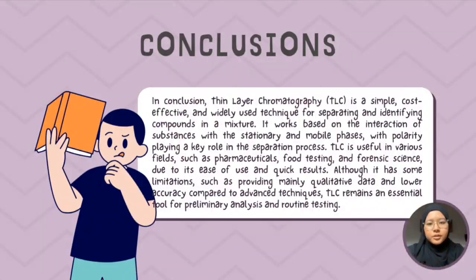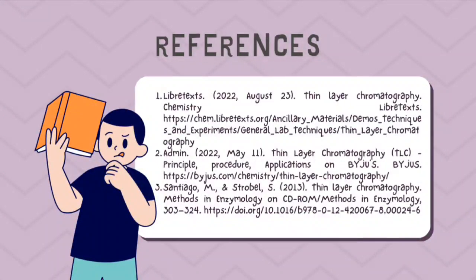In conclusion, thin layer chromatography is an efficient and widely used tool for separating and identifying compounds in a mixture. It is cost-effective, simple and reliable, and it operates based on how the stationary and mobile phases interact, with polarity being the critical factor in the process. TLC finds its application in various fields like pharmaceutical, food testing, and forensic science due to its ease of use and rapid results. However, as with any method, it has its limitations. It provides mostly qualitative data and has lower accuracy when compared to advanced techniques. But despite this, TLC remains an essential technique for quick and preliminary analysis, making it a powerful ally in laboratories everywhere.